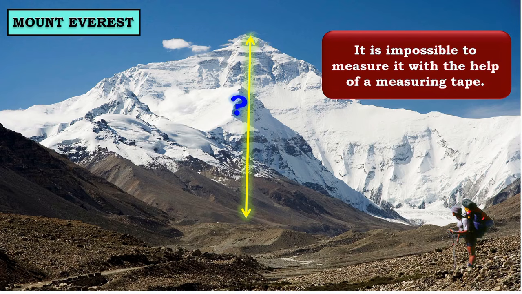We need a smarter method, one that does not require us to actually climb the mountain or measure it from top to bottom. Using a measuring tape would be practically impossible. We cannot stretch a measuring tape from the ground all the way to the top of Mount Everest. This is where trigonometry becomes really useful. Using angles and distances that we can measure easily, we can calculate heights and distances that are difficult or impossible to measure directly. And that is exactly what we are going to learn in some applications of trigonometry.